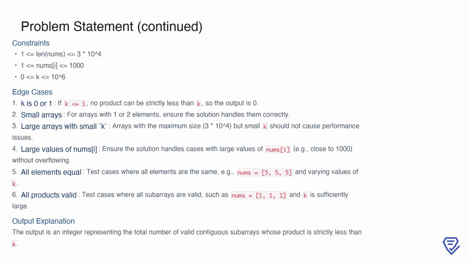For small arrays with 1 or 2 elements, the solution must handle them correctly. Similarly, when k is small but the array is large, the solution must perform efficiently without exceeding time limits. Cases where all elements in the array are the same or where all subarrays are valid should also be tested. The output, in all cases, is an integer representing the total number of valid contiguous subarrays.